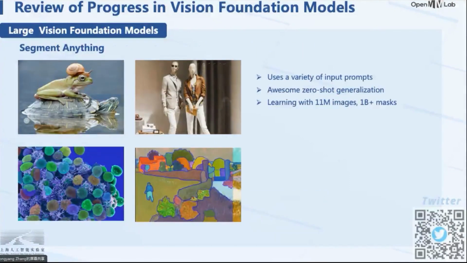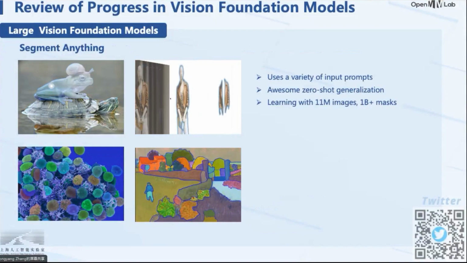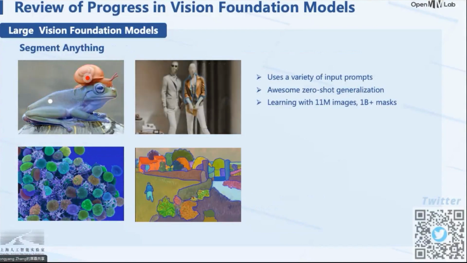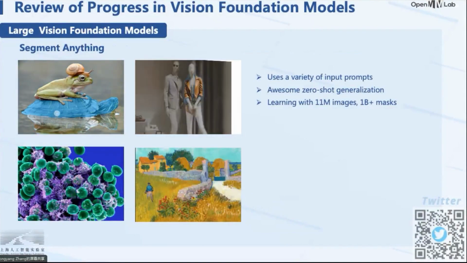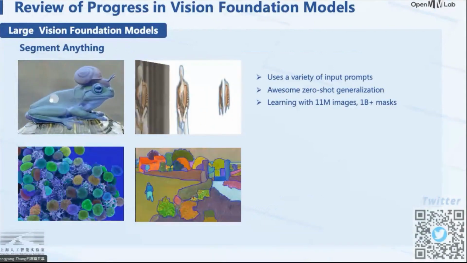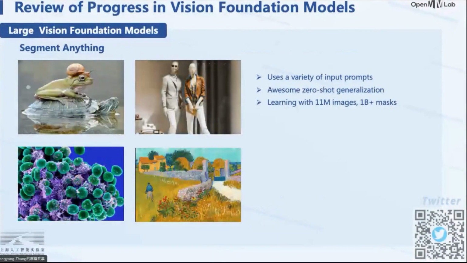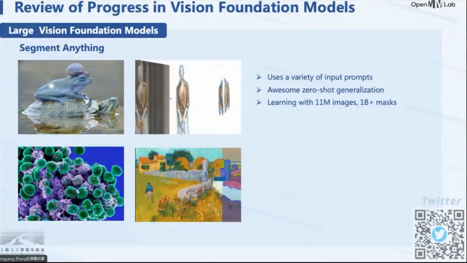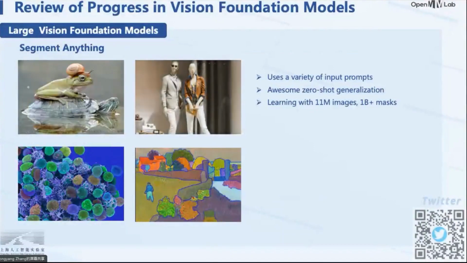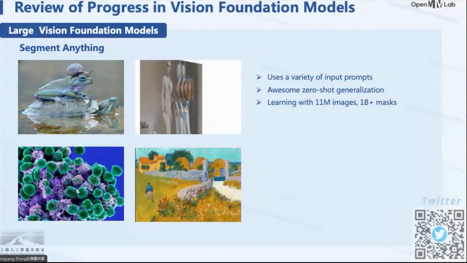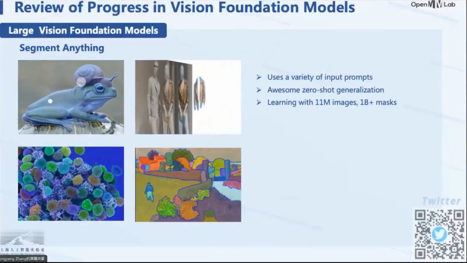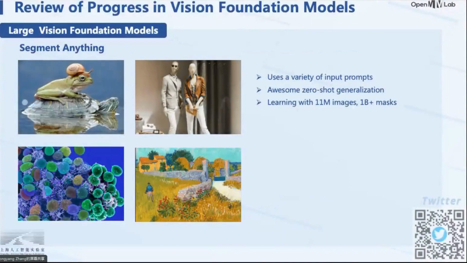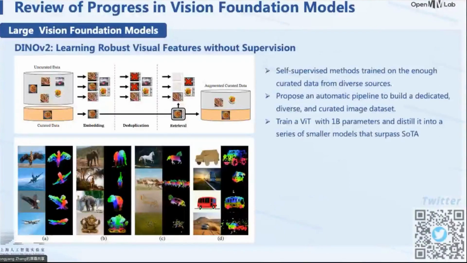Next, I think everyone knows Segment Anything is a hot work. It's a popular work recently. They use a variety of prompts, and it achieved awesome generalization performance. This model is learned with 11 million images and 1 billion masks. The next work is DINOv2.